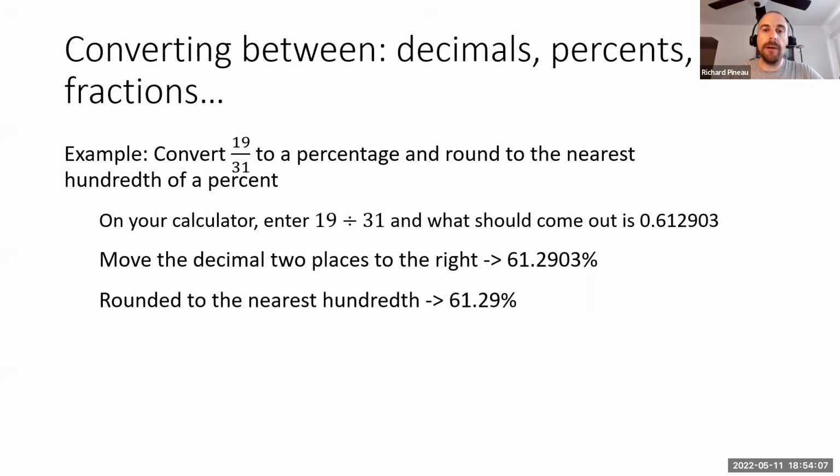So first we expressed that as a percentage. Now I need to think about how to round this. We have to remember the 100th place, the digit there is the 9. Next to the 9 is a 0. The 0 means what? Well, it means the 9 remains unchanged. And so this particular percentage rounded to the nearest 100th is 61.29%.